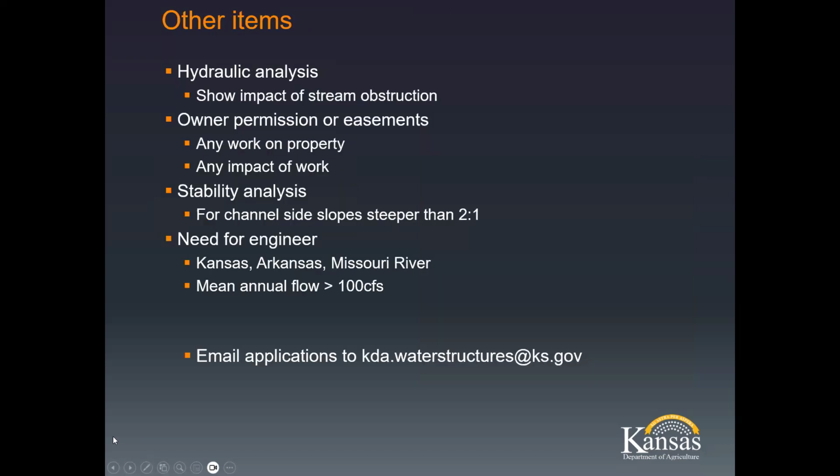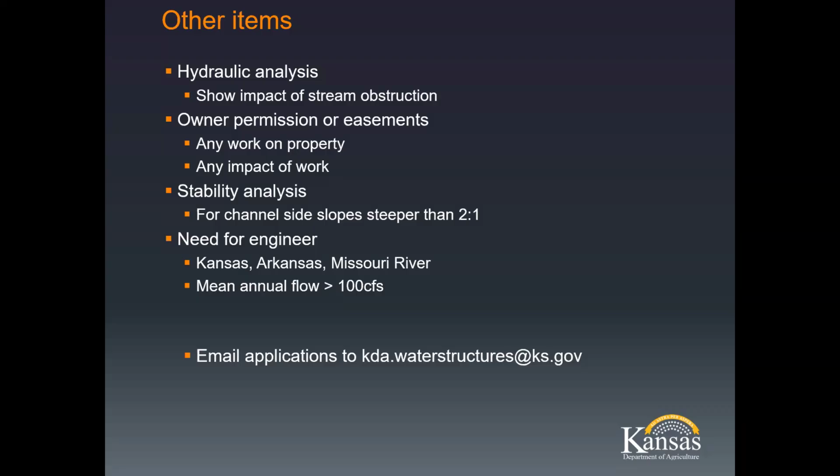Other items. Hydraulic analysis. It shows the impact of the stream obstruction. The key is that you're not going to harm someone else. So if you put in a new culvert or a new bridge, that you're not going to back up water into somebody else's property. Owner permissions or easements. If you're going to do any work on anybody else's property and you don't own it or control it, then you're going to need an owner permission or an easement. And if any other impact of the work happens on somebody else's property, then you're going to need owner permission to have that impact on them.